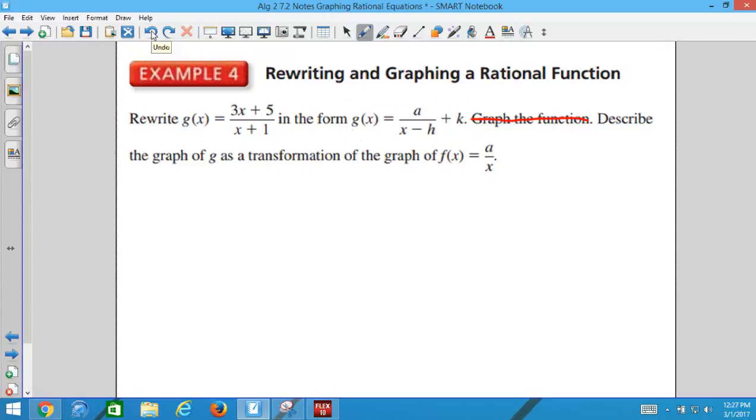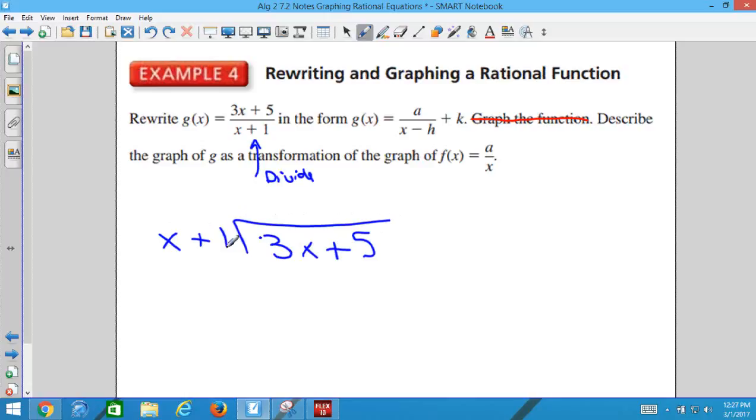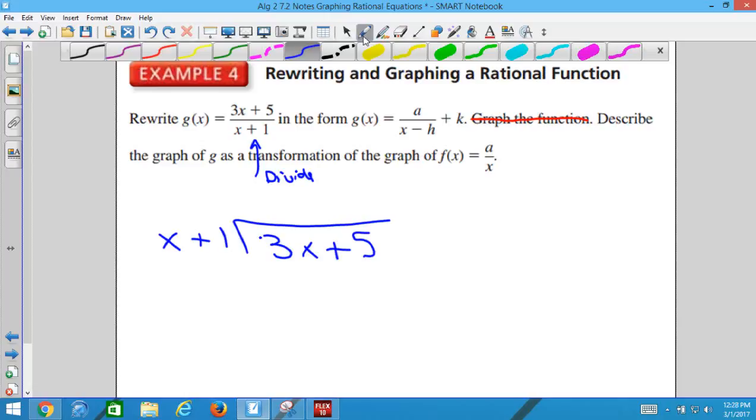Okay, to get into that form, you're going to divide 3x plus 5 by x plus 1. And this is a review of something we've already done in previous chapters. We're going to do long division again. Let's go over how we do that.